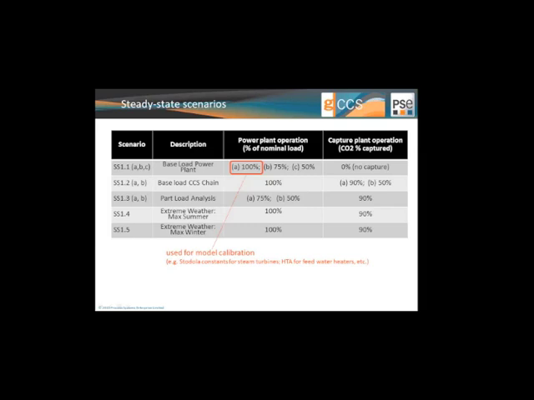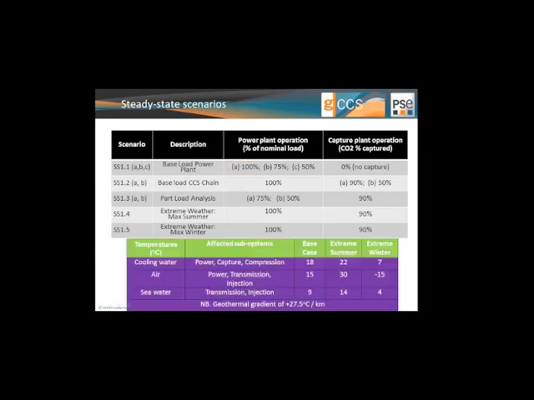Obviously, it is required to say that the 100% power plant operation was used for the model calibration, as we said earlier. So heat transfer areas for feed water heaters, as well as constants for steam turbines. And with respect to the temperatures considered in the system, this is the base case. So we can see that we consider different temperatures for cooling water, air, and seawater, and that we varied those to different extremes for the summer and winter scenarios. We also consider the geothermal gradient of about 27.5 degrees Celsius per kilometer for the heat transfer in the wells, or of the wells with the environment.